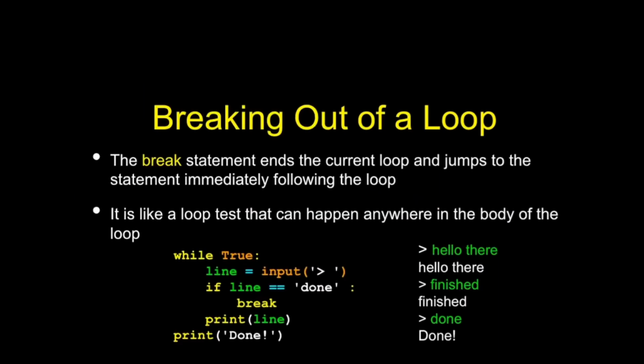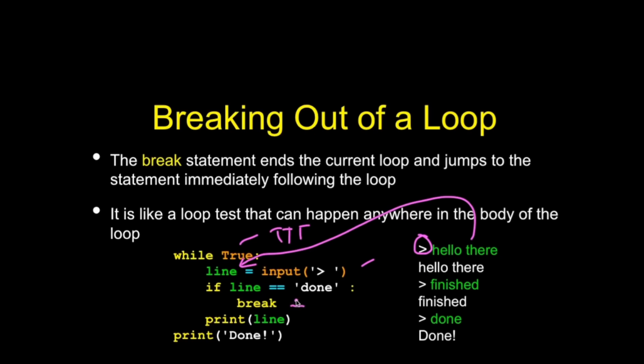So there's a couple of ways of getting out of loops. In this case, I'm constructing an infinite loop, because remember, the definition of an infinite loop is that the condition is going to stay true. Well, true is the constant true. So this is going to run forever. And what it's going to do is it's going to prompt with a little arrow, and then let us type and read whatever we type into the variable line. And then if the line is done, we're going to break.